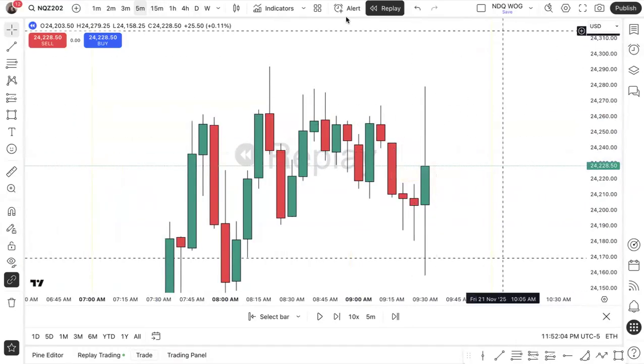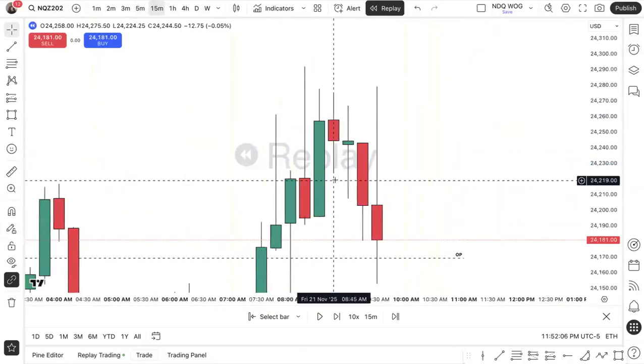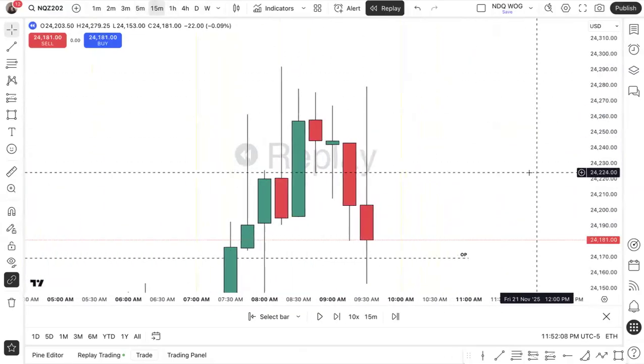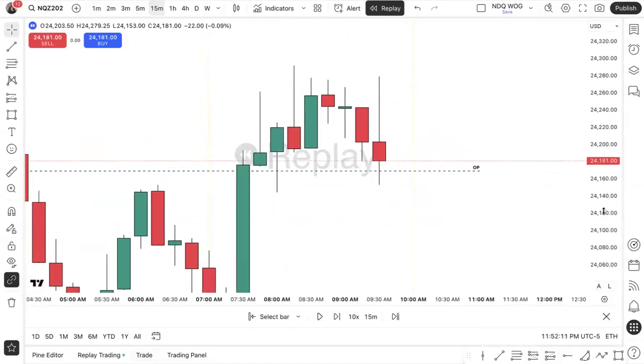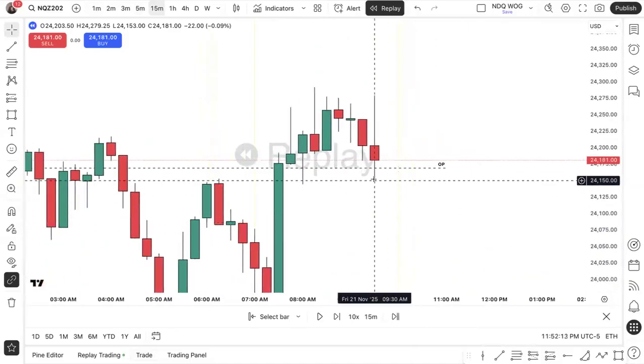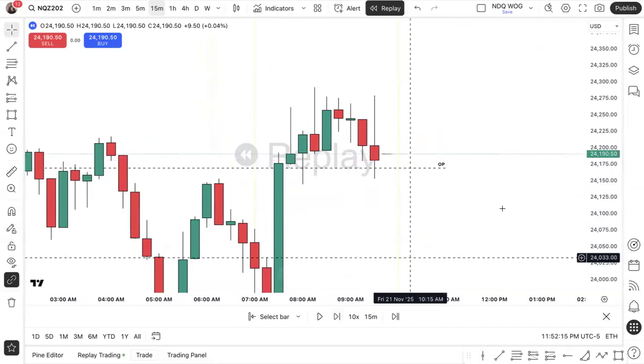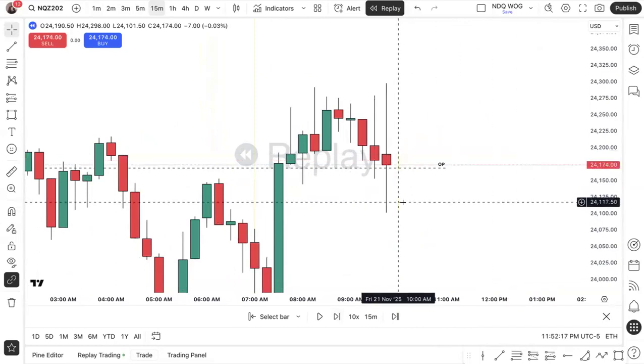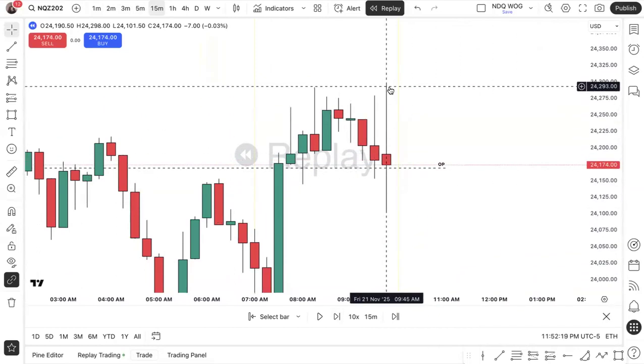All right. So then we go to our 15 minute. We got to go back to our 15. Remember, your 15 minute is always going to be your bellwether. Now, when you're trading on your 15, we can see price action 9:30. Let's see what happens at 9:45. Big impulse candle, right?